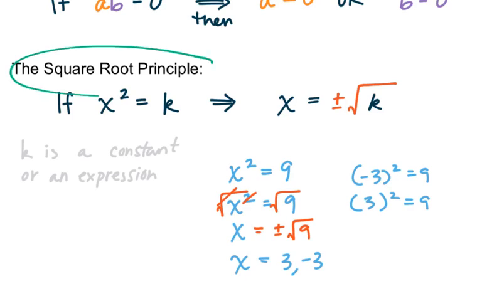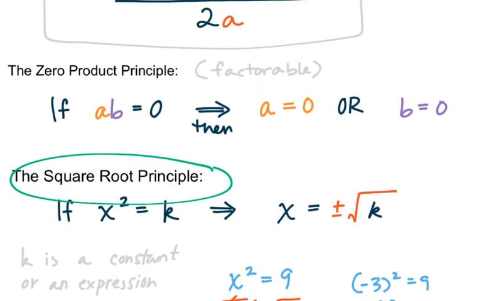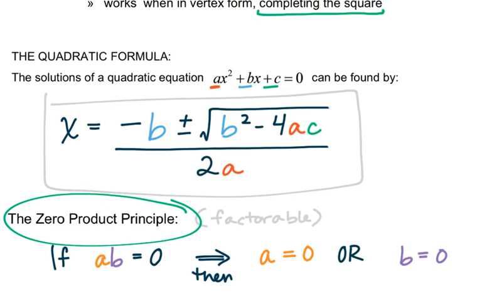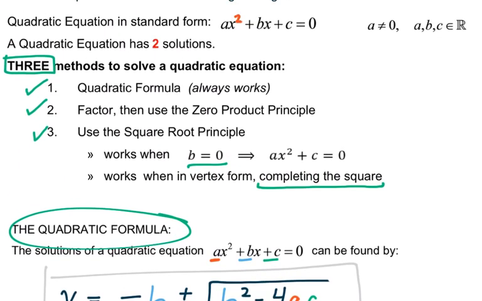So in this video, we talked about our three methods: the square root principle, the zero product principle we use when we have something that is factorable, and then also the quadratic formula. In the videos that come after this, we're going to use those principles or methods to solve different types of quadratic equations.